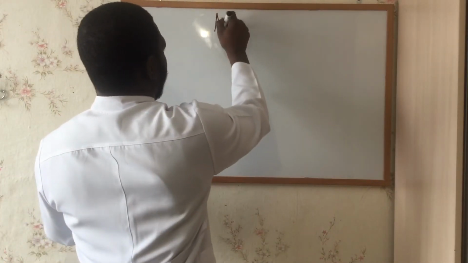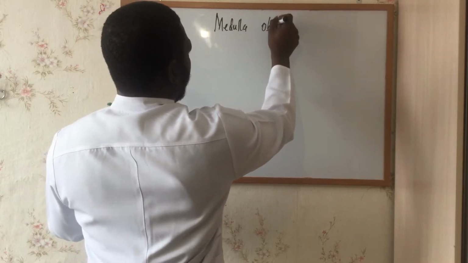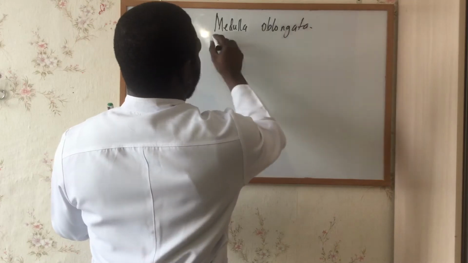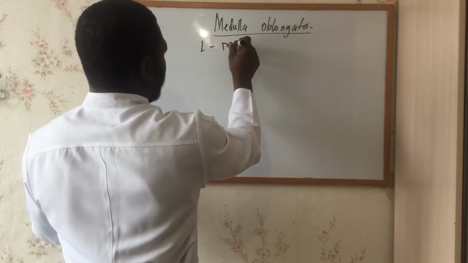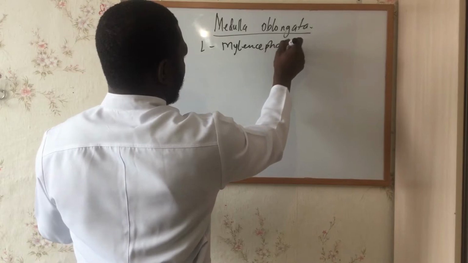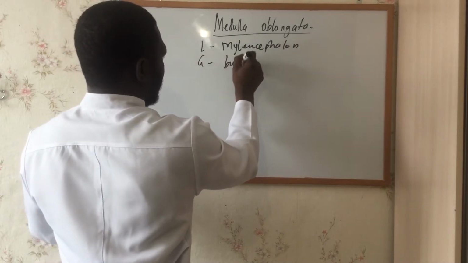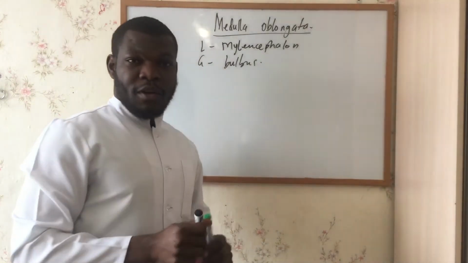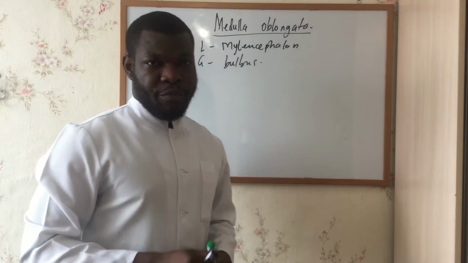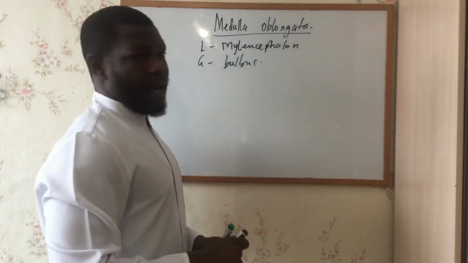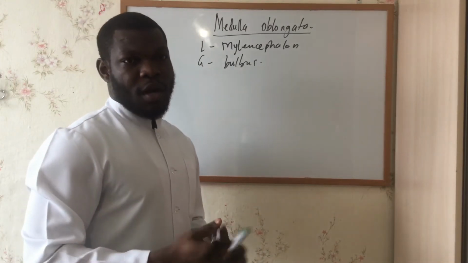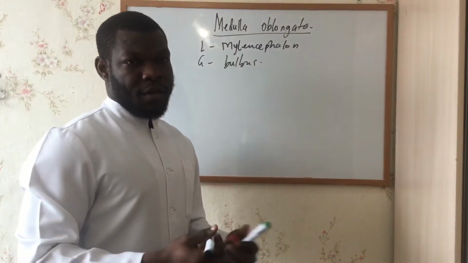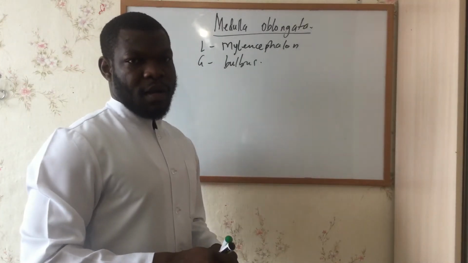Today we're going to talk about the medulla oblongata. Medulla oblongata, in Latin is melencephalon, and in Greek is bulbus. We all know that the medulla oblongata is a continuation of the spinal cord into the brain stem. I will sketch a diagram, then we can see the boundaries of the medulla oblongata, talk about the external structures of the medulla oblongata, and of course the internal structures of the medulla oblongata.